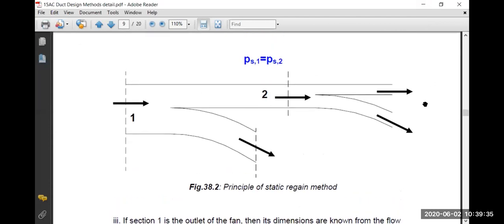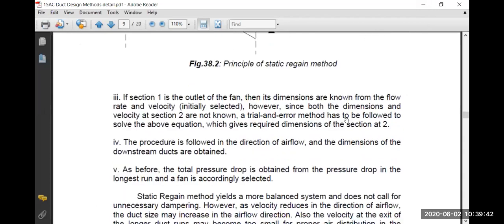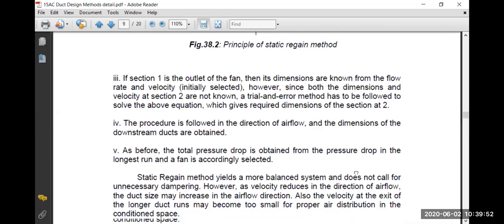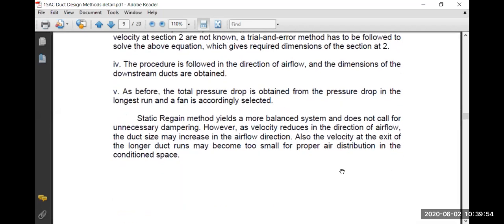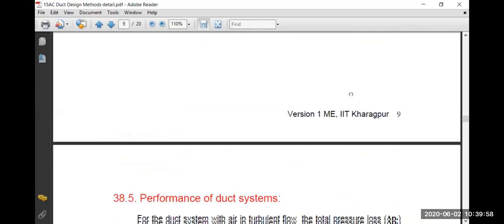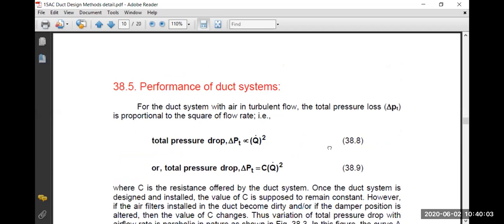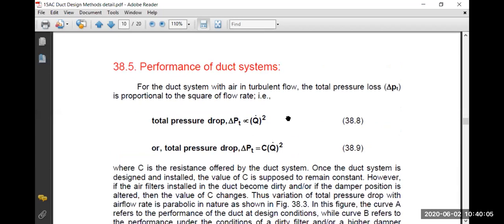So we were discussing the static regain method principle, and then we discussed again how to do calculation from that duct flow chart, the duct design chart given in your textbook, which was volume flow rate versus delta P per unit length, and diameter and velocity. The diameters were calculated based on the velocity method and equal friction method. The static regain method was discussed from this.